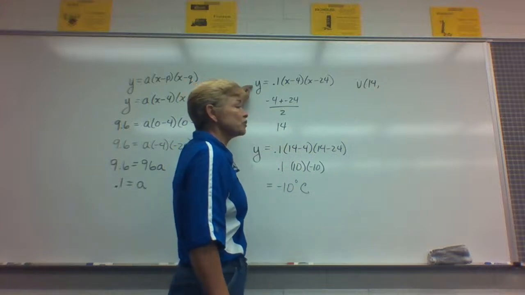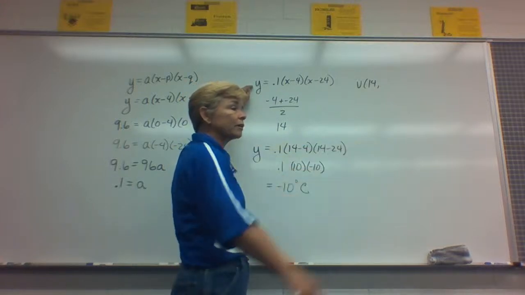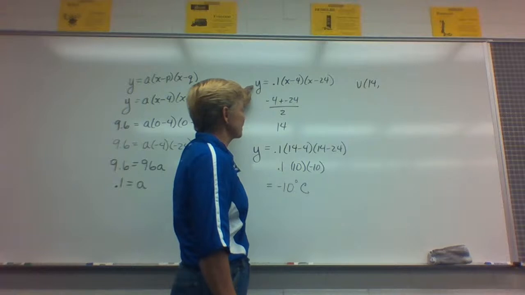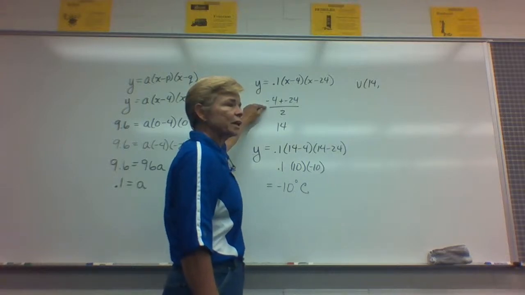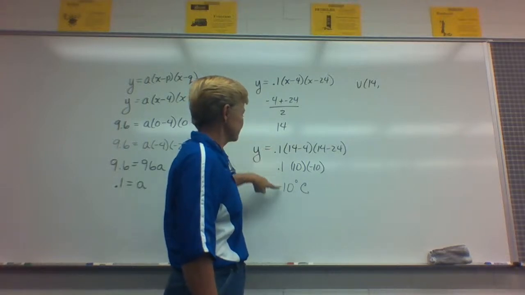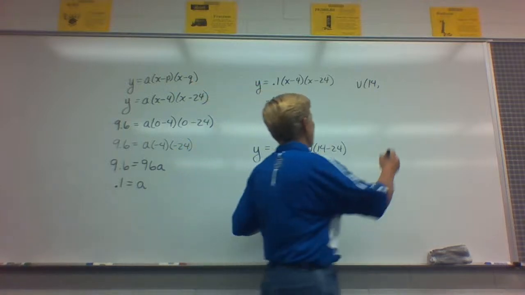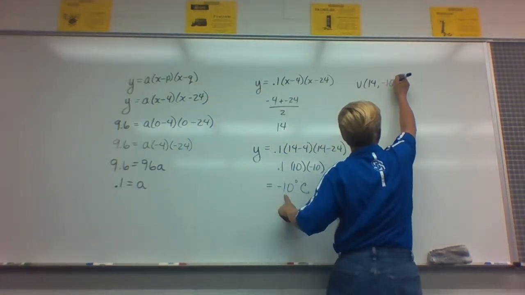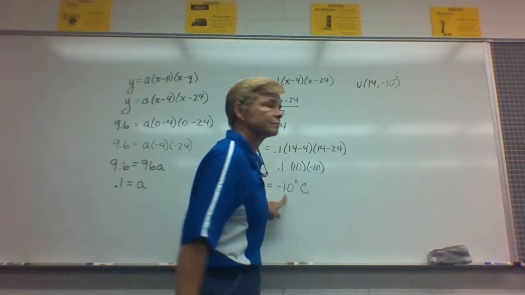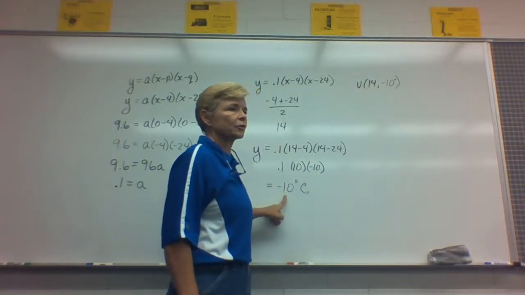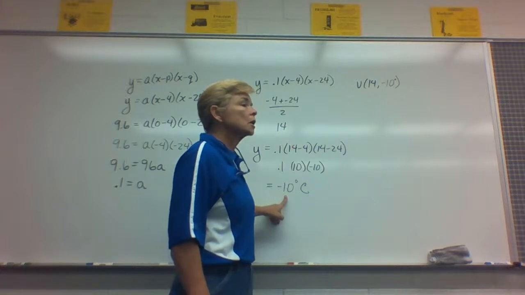I'm glad you saw this. You said, well, to find the lowest point on this, we need the vertex. How do we find the vertex? Average P and Q, plug it in. This gives you the y coordinate of the vertex, which is our lowest temperature. And it occurs at 14 hours after midnight, 2 p.m., which is dumb, but whatever.